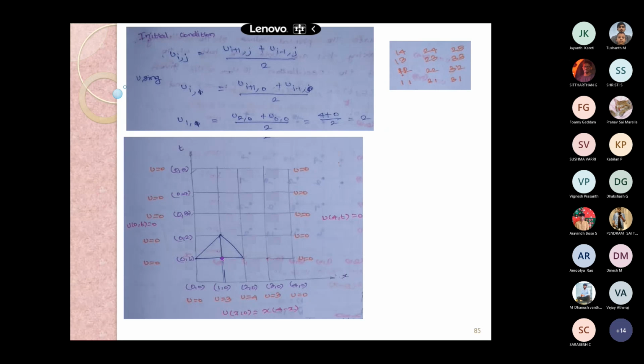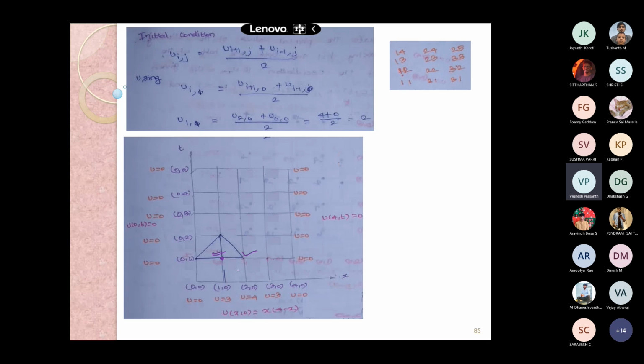Vignesh, can you please find the value for this particular point? U11, sir. 1 by 2 of 0 plus 4. You tell me what is the result? 4 by 2, which is equal to 2, sir. Now tell me this particular point.